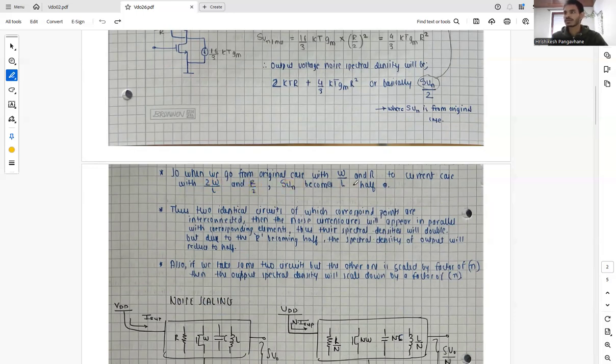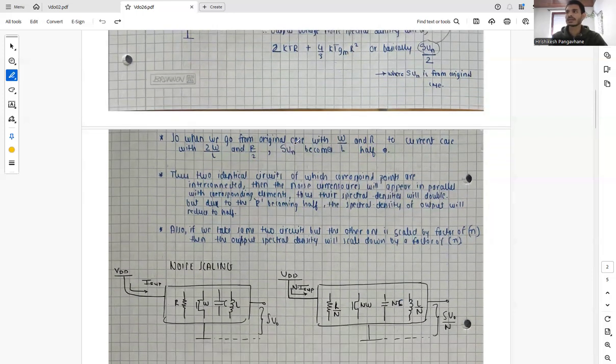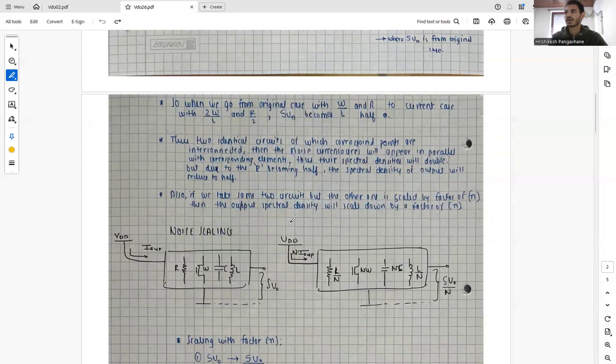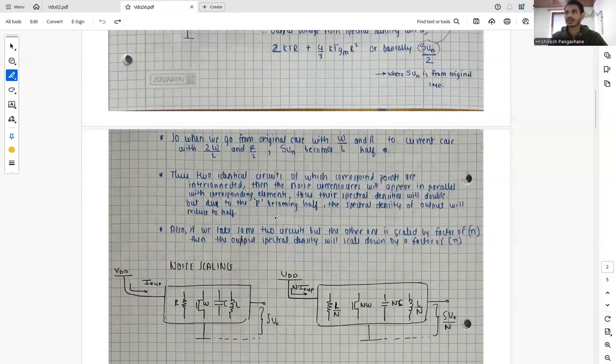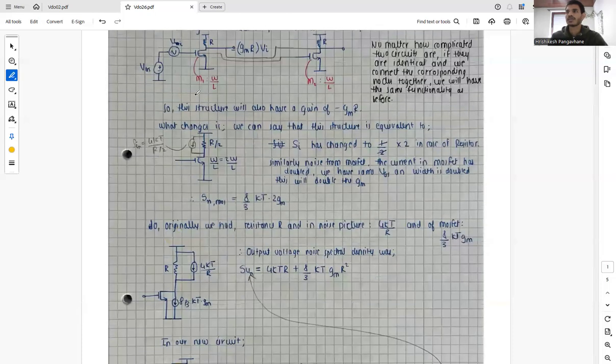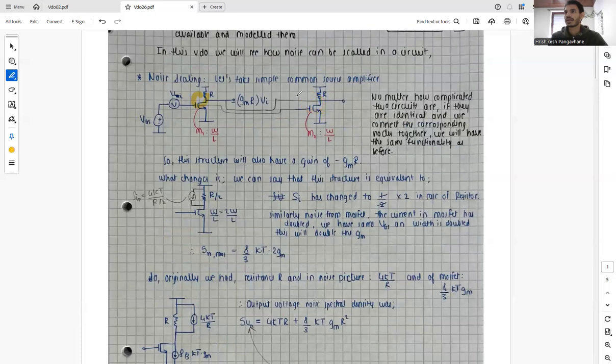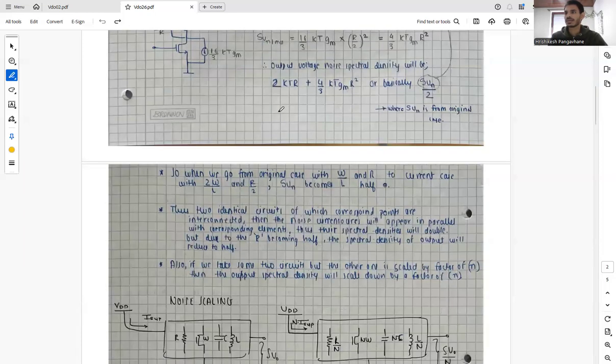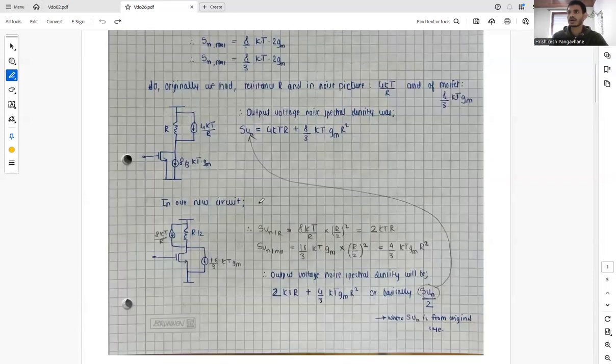So SVN becomes half, or reduces by 2. Thus, with two identical circuits of which corresponding points are interconnected, the noise current sources of these two circuits will appear in parallel. And what we are saying basically here is the spectral densities will double.